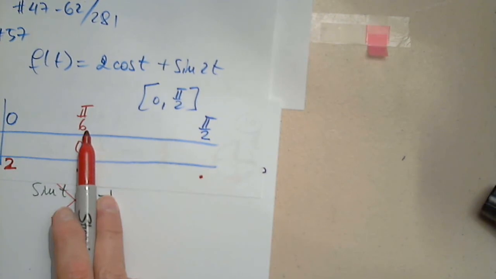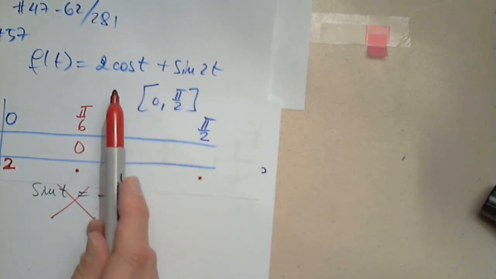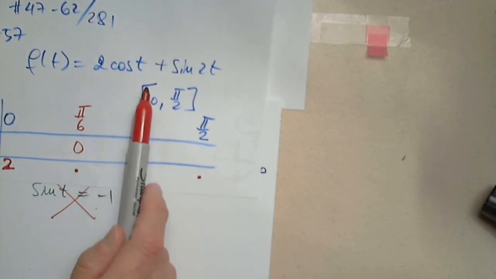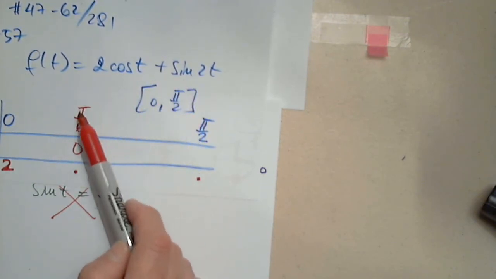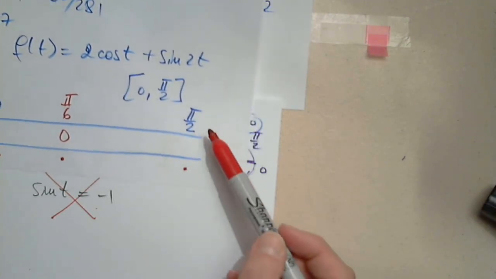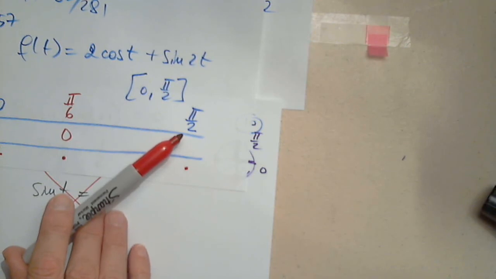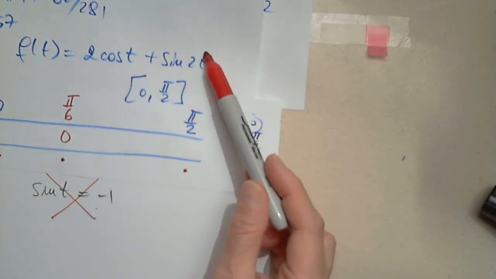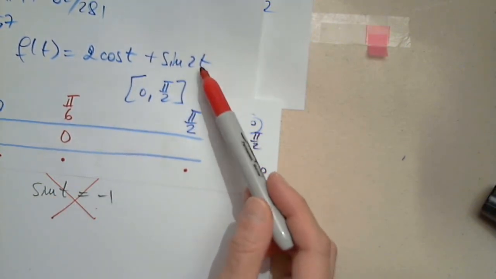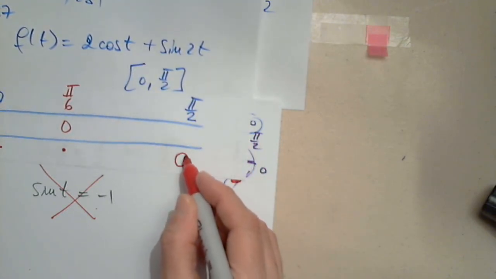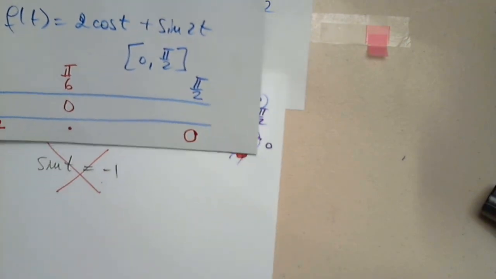For pi over 6, we'll have to perform some calculations, because cosine pi over 6 is the square root of 3 over 2. And yes, we're going to calculate that in a minute, but we can easily do the pi over 2. Cosine pi over 2 is 0. Perfect. 2 times pi over 2 is pi. Sine pi is also 0. Excellent.